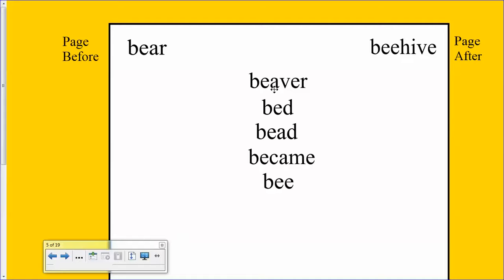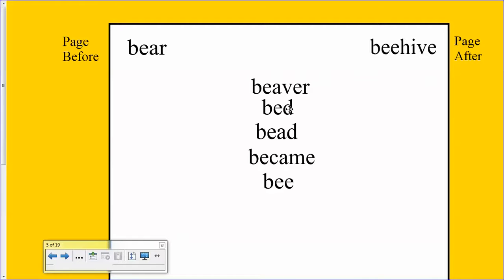So beaver, B-E-A-V, would come before beehive in the dictionary. So this word would be found. So B-E-A-R, R comes before V, so we know that V is here. And then we also can see that B-E-A, A comes before E, so this word does belong on the page.